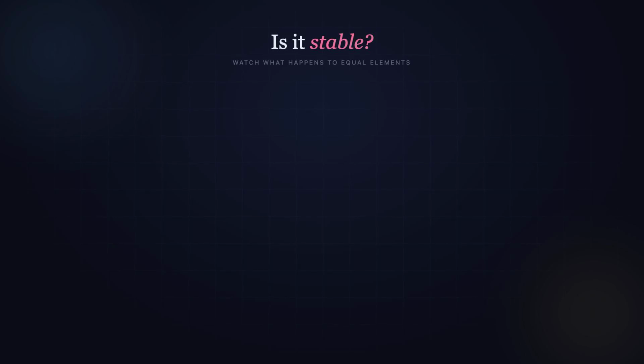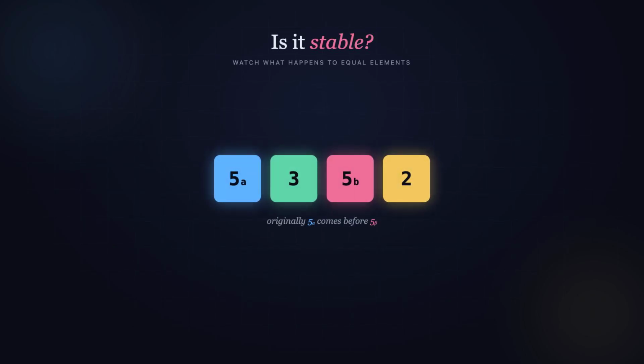Also, selection sort is not stable. Swapping can leap over equal elements, breaking their original order.